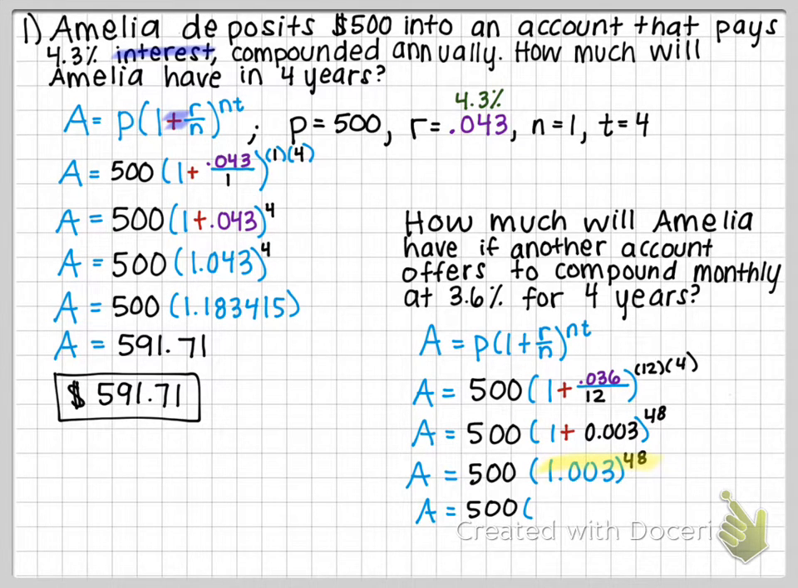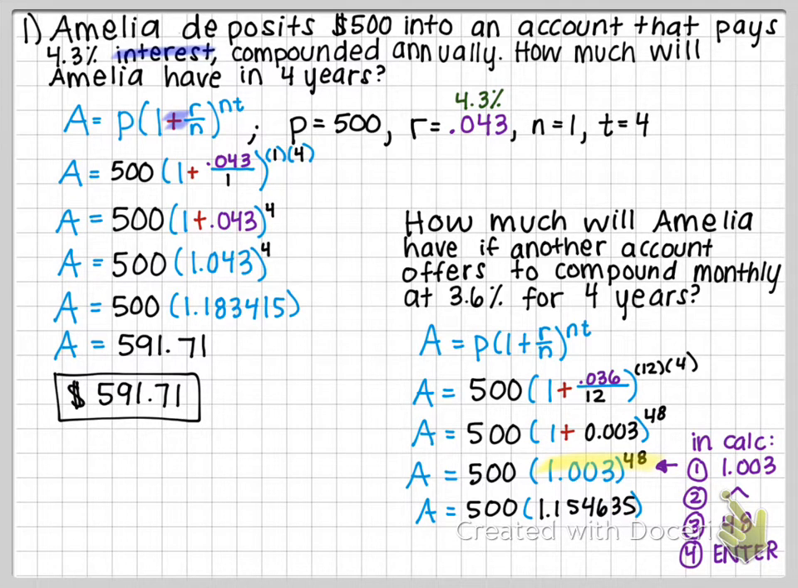Now, we always need to do that part first. So in your calculator, you're going to put 1.003. You're going to put the caret button, so raise to the 48th power, and then push enter. So put this in your calculator, 1.003, raise to the 48th, and then push enter, and you'll get this answer. 500 times that whole thing is $577.32. So that's your answer. So which one does she make more on? You would definitely want to put it in this account rather than this account because she does make more money.